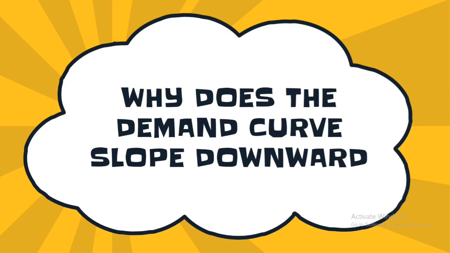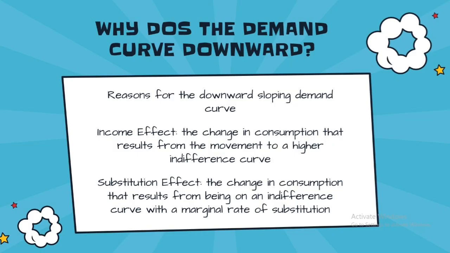Why does the demand curve slope downward? Reasons for the downward sloping demand curve. Income effect: the change in consumption that results from the movement to a higher indifference curve. Substitution effect: the change in consumption that results from being on an indifference curve with a different marginal rate of substitution.